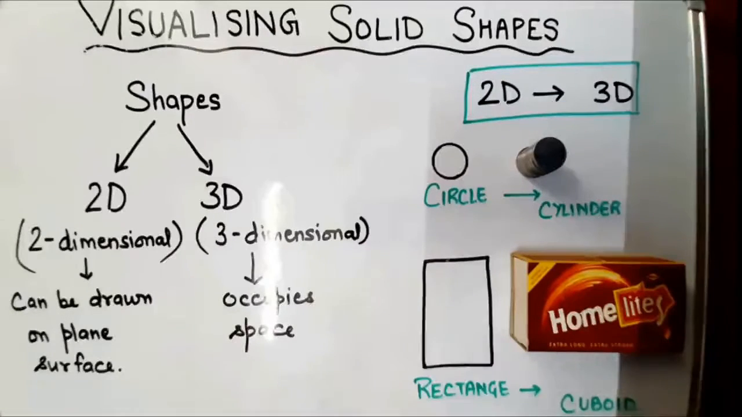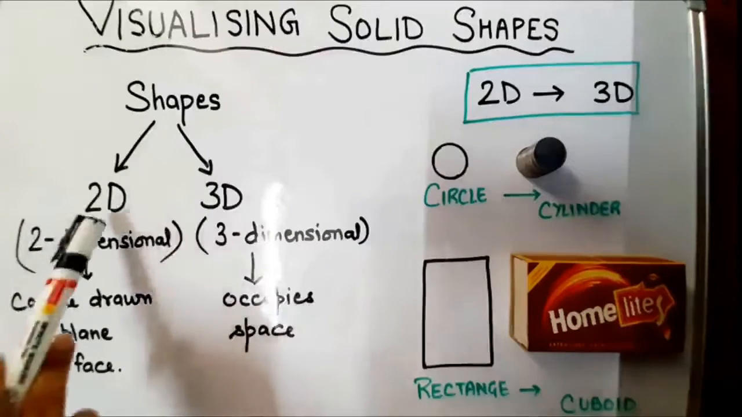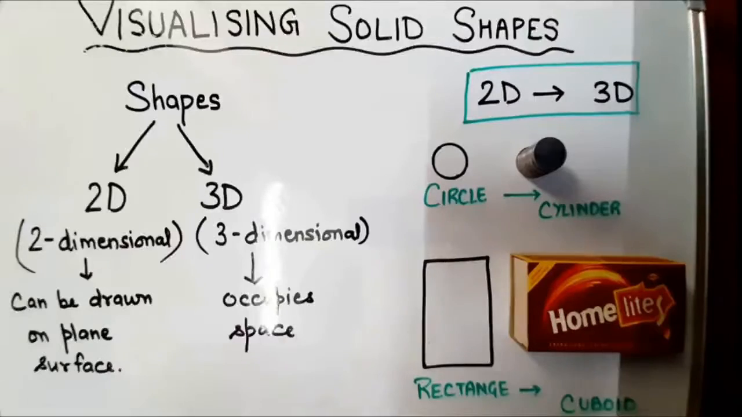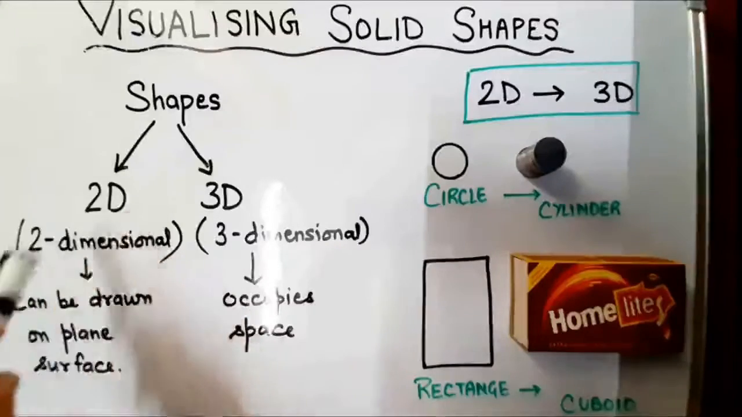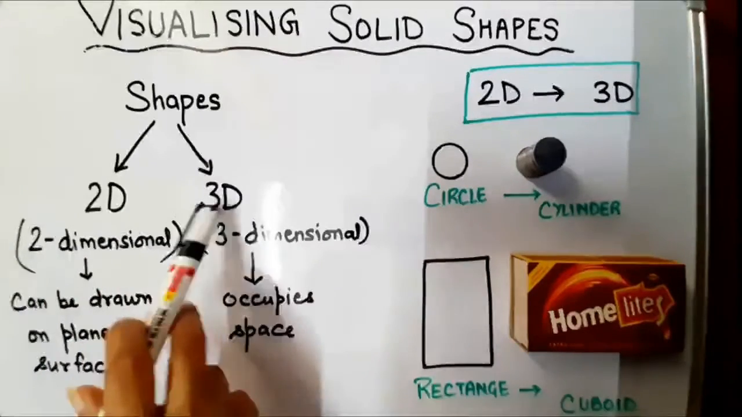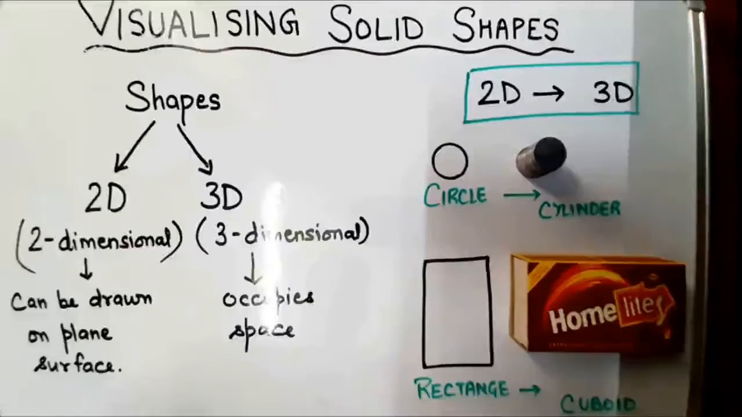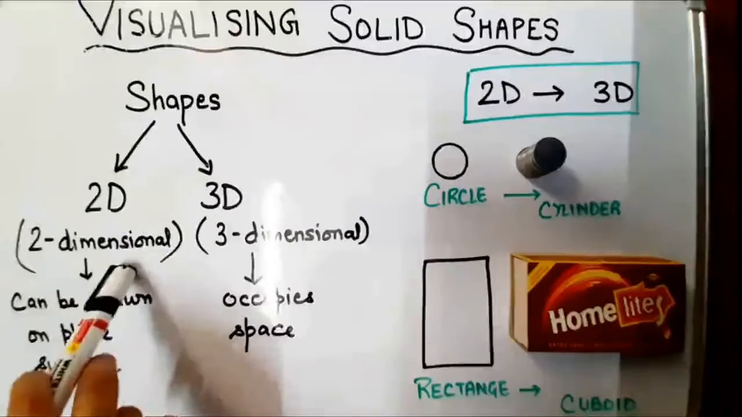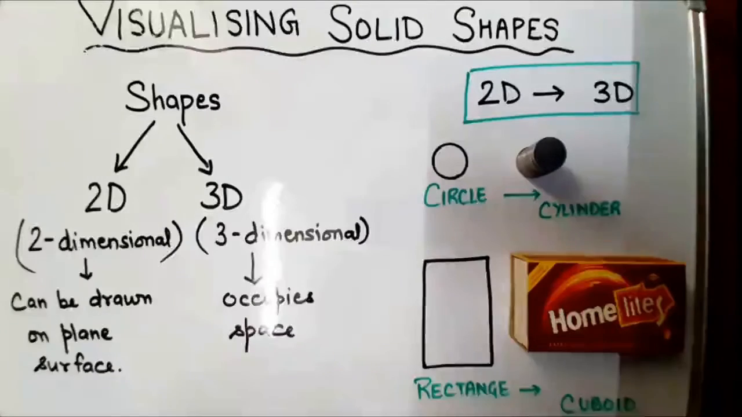In this video, we are going to discuss visualizing solid shapes. But first of all, we'll talk about 2D and 3D shapes, as we have studied earlier also. So the shapes or objects can be classified as 2D, which means two-dimensional, and 3D, which means three-dimensional. So two-dimensional means that these shapes can be drawn on a plane surface.